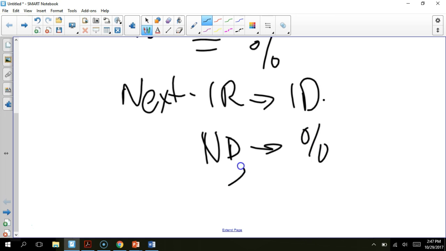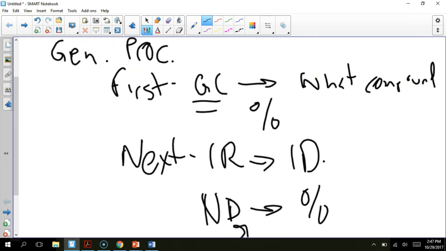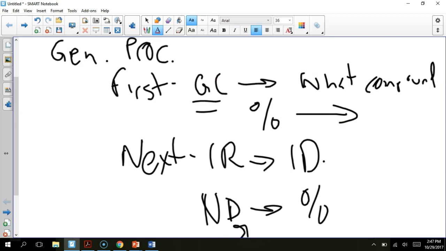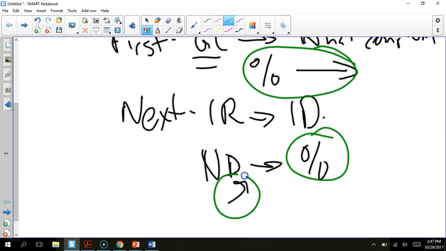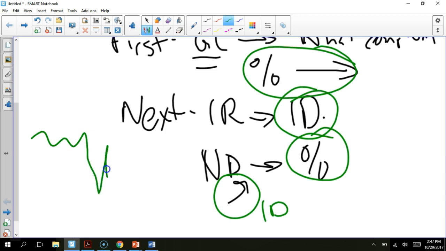And so, the identity of the unknown. There's three things here that you're going to do. The GC can tell you mainly what the percentage is. The index of refraction can tell you the percentage, and the IR can tell you the identity of the compound. It can identify the compound based on its spectra.